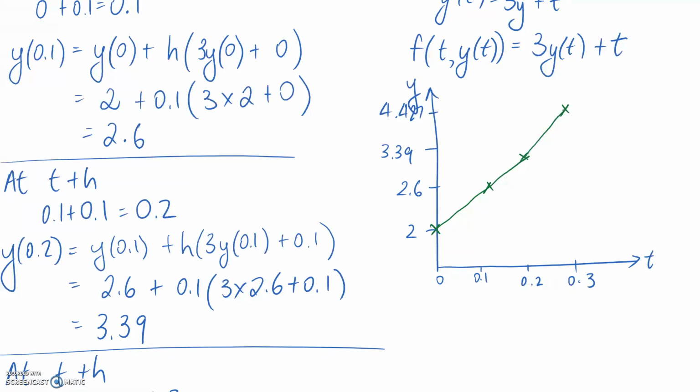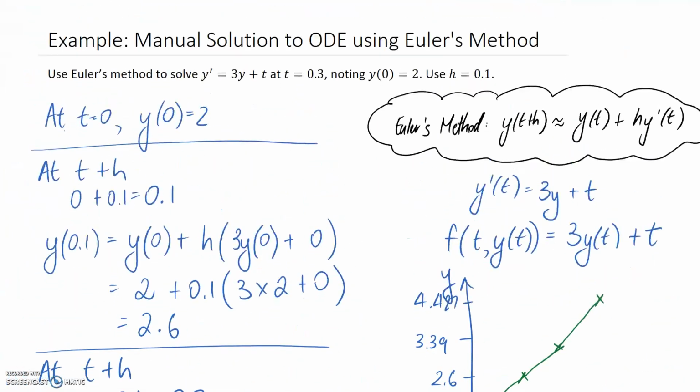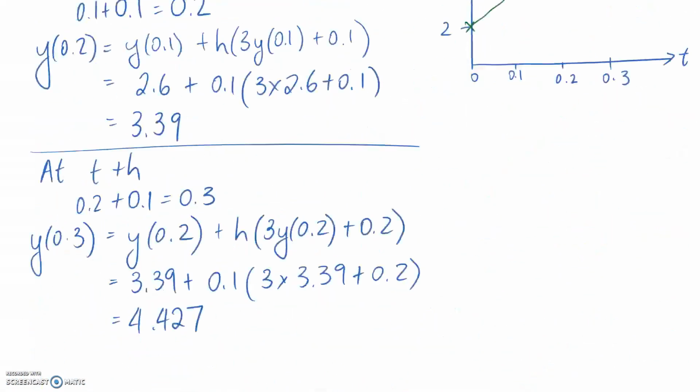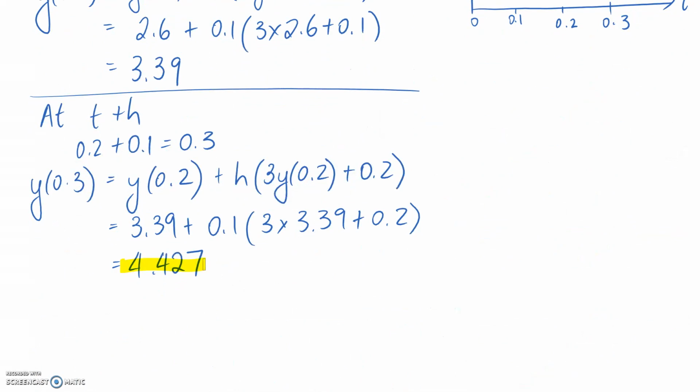So that's pretty much what we were asked to do, since all we were told to look at was t equals 0.3. Using Euler's method and a step distance of 0.1, this is our estimate for what y actually is at that point in time. In the next video, I'll look at how we can compare this to using other step distances and also using other techniques.